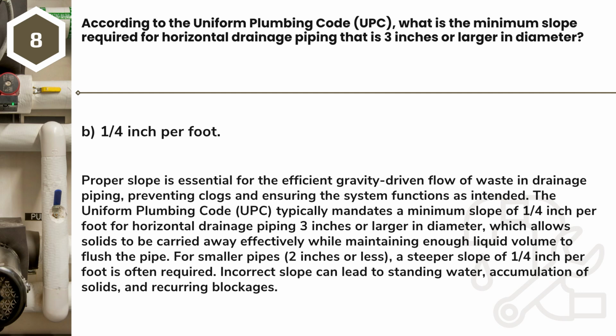Proper slope is essential for the efficient gravity-driven flow of waste in drainage piping, preventing clogs and ensuring the system functions as intended. The Uniform Plumbing Code, UPC, typically mandates a minimum slope of 1/4 inch per foot for horizontal drainage piping 3 inches or larger in diameter, which allows solids to be carried away effectively while maintaining enough liquid volume to flush the pipe. For smaller pipes, 2 inches or less, a steeper slope of 1/4 inch per foot is often required. Incorrect slope can lead to standing water, accumulation of solids, and recurring blockages.